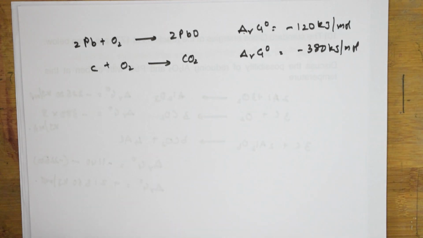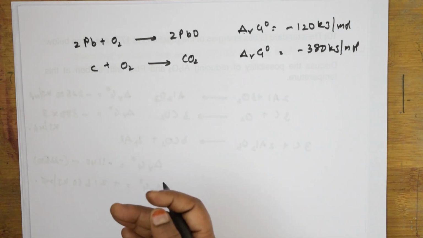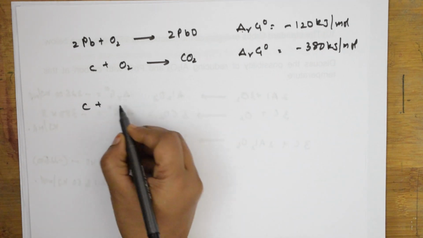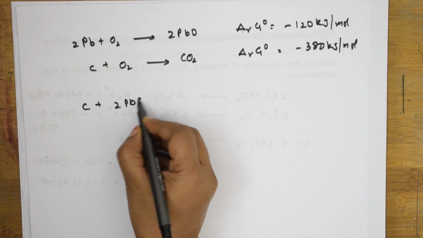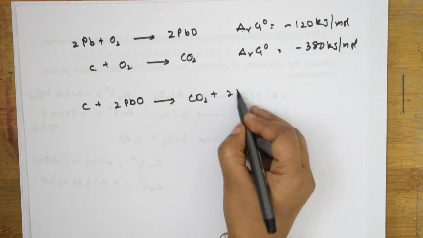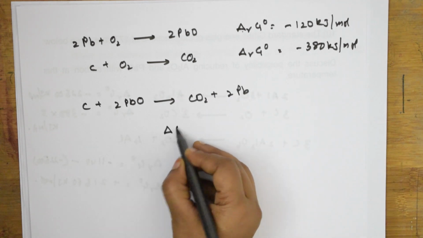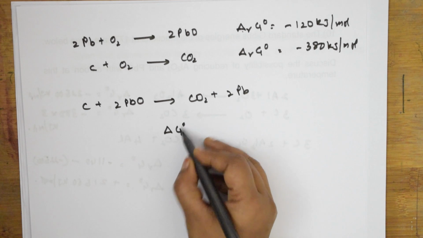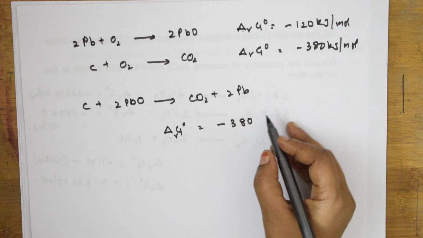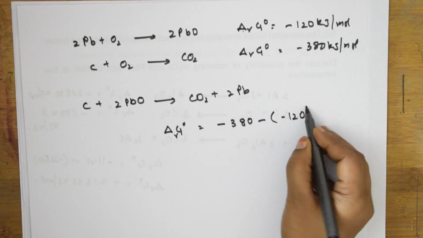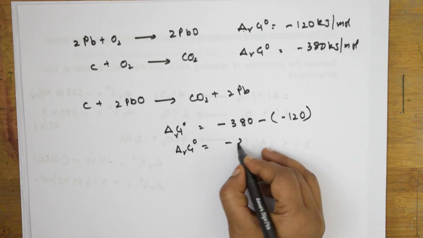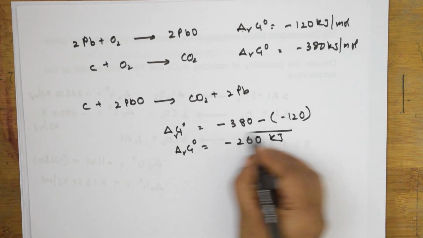Now what am I going to do? Subtract equation 4 minus 3. What do I get? Carbon plus 2 PbO gives me carbon dioxide plus 2 Pb. The delta G naught value is the same thing: I subtract minus 380 minus of minus 120. What do I get? I get an answer of minus 260 kilojoules.